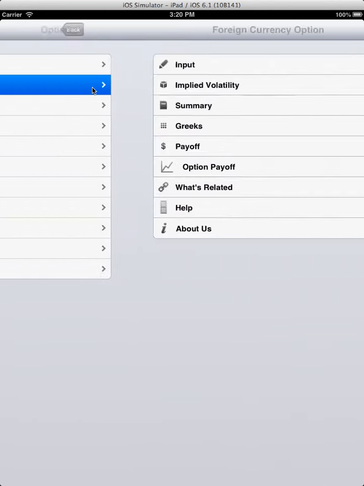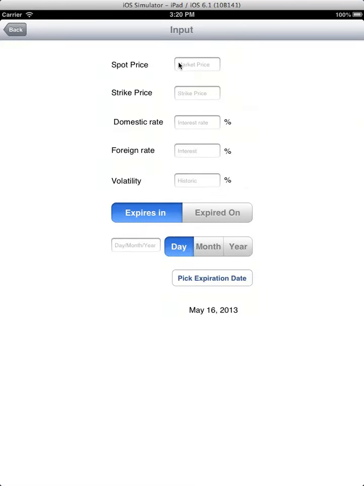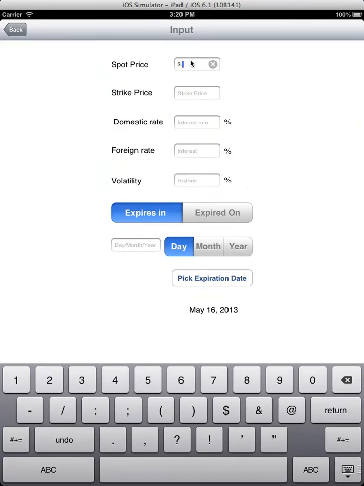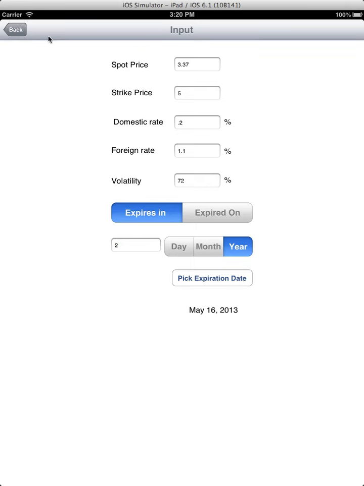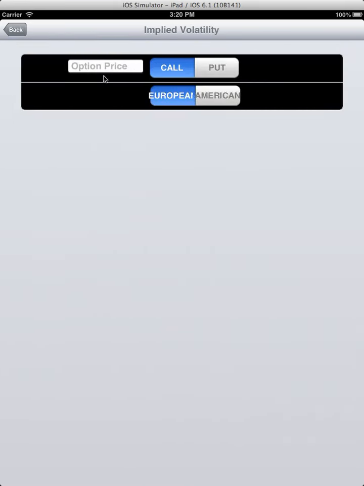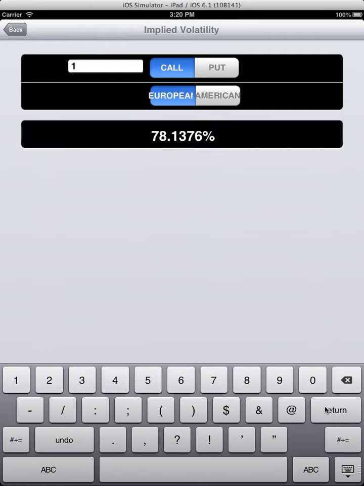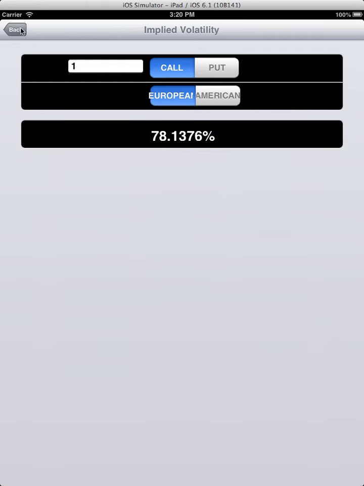Let's take a look at the foreign currency. So here we say the spot price, say 3.47. The same numbers we'll use, say 5. Domestic rate is 0.2, and foreign rate is 1.1, 72 is the volatility, say in 2 years. So we'll figure out the implied volatility. If it is $1, this is okay.